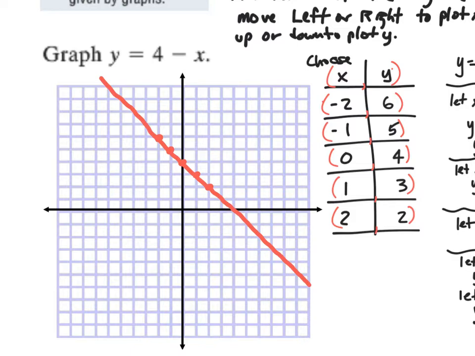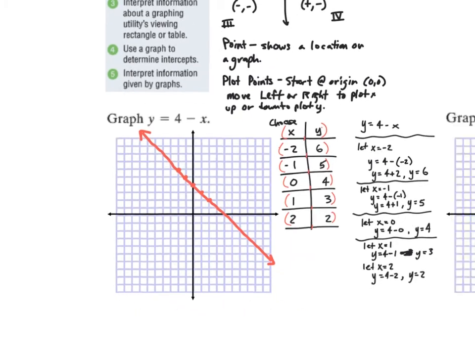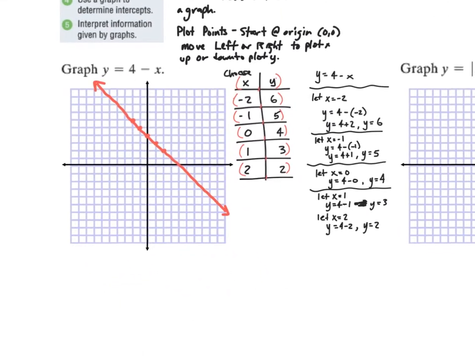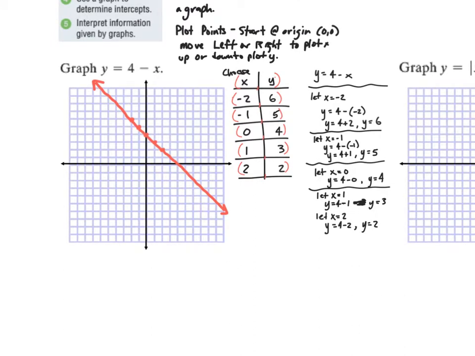All right. And that's my line. That's the line y equals 4 minus x. Now, one way to check yourself on this is to plug this into Desmos. So I'm going to go into Desmos and I'm going to type in this equation just as I see it, y equals 4 minus x.